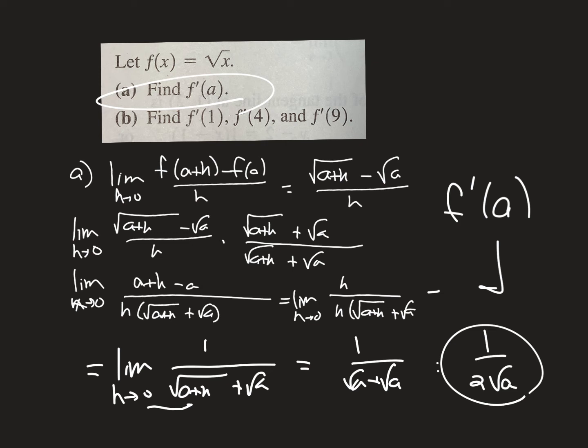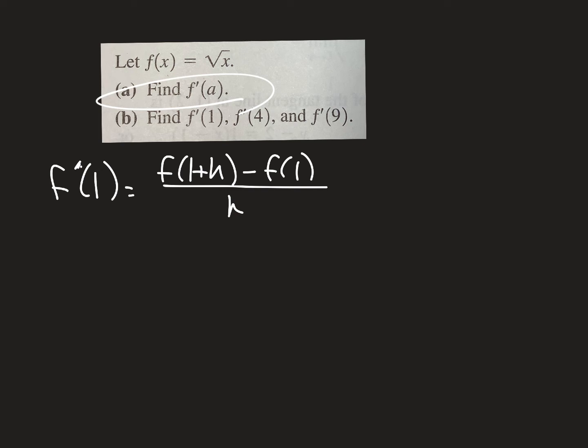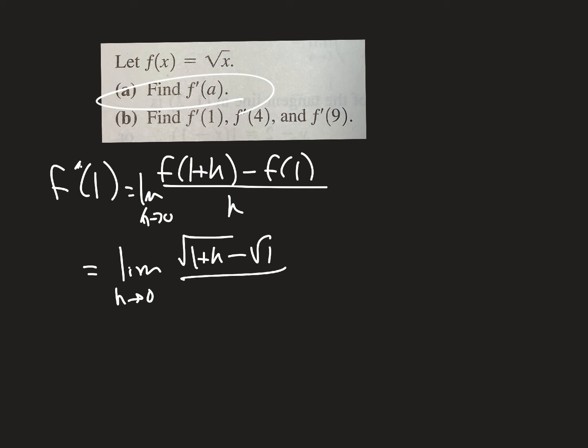All right, now let's try one at a number. Let's try the b part. It says derivative at 1. Let me erase what I have here. Find the derivative at 1. If I do the derivative at 1, I'm going to have f of 1 plus h minus f of 1 over h. I forgot the limit. Limit as h approaches 0. I'm going to plug 1 plus h in there. I get square root of 1 plus h minus the square root of 1, all over h. Now the square root of 1 is 1.